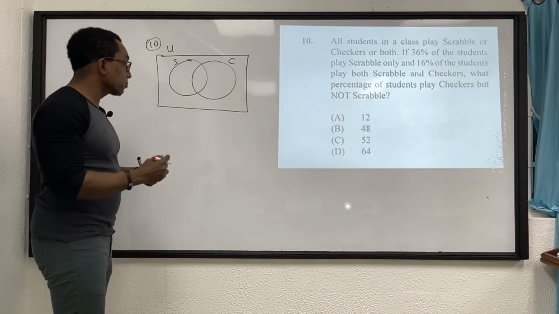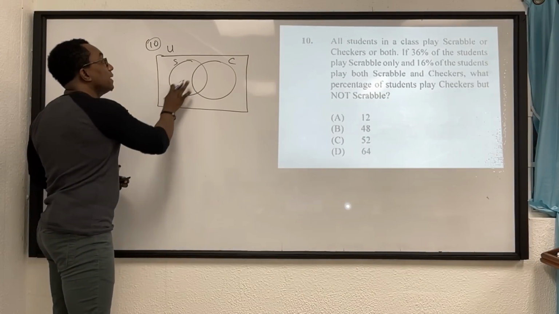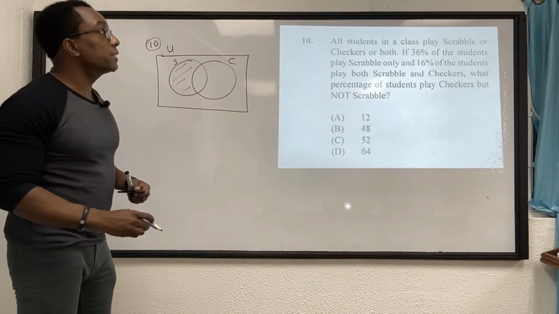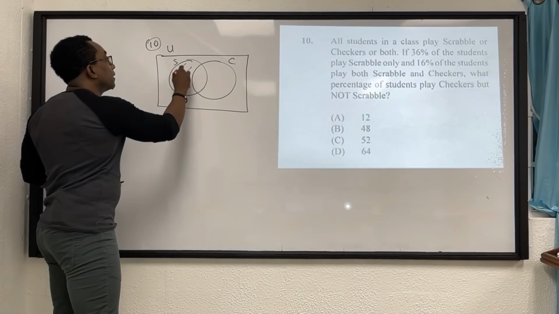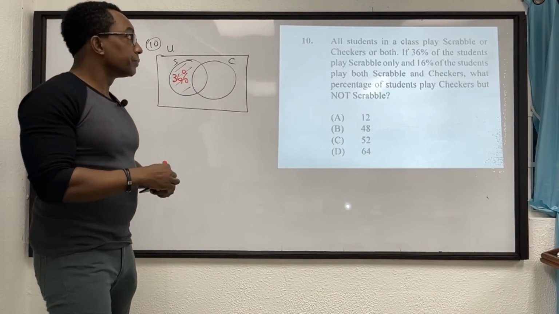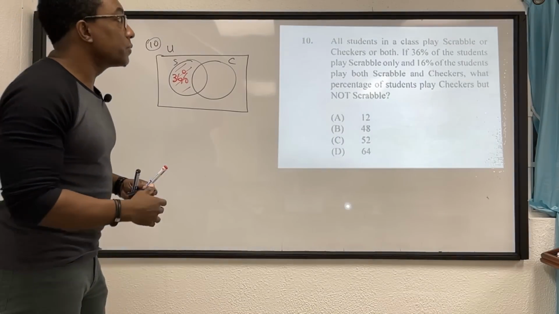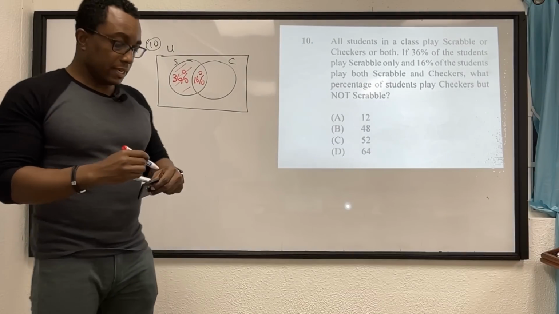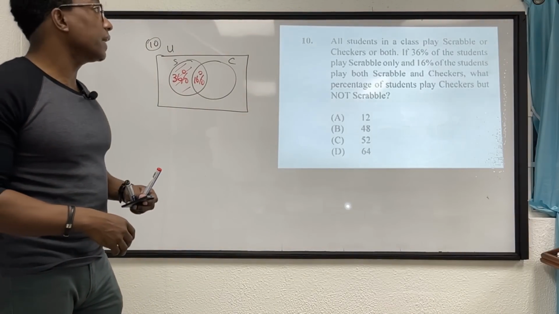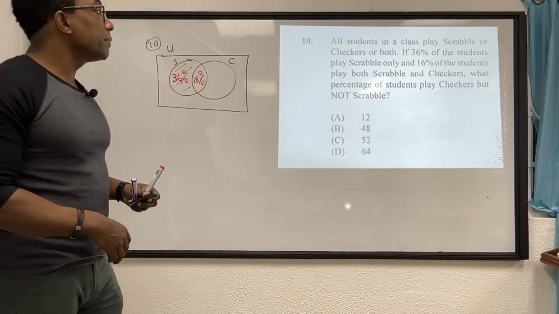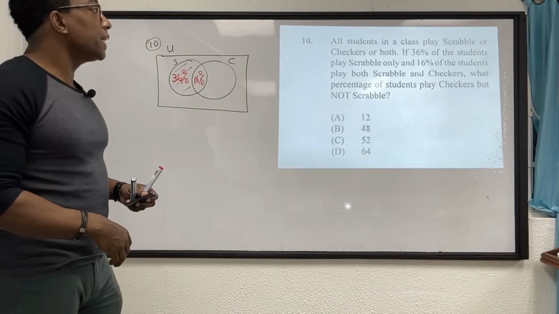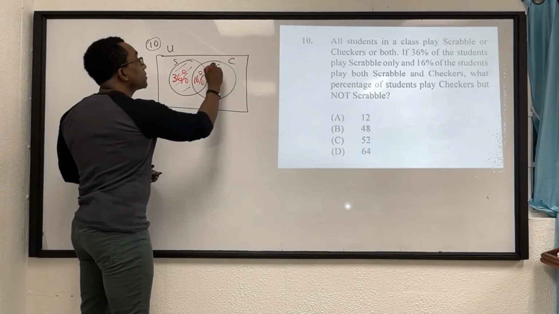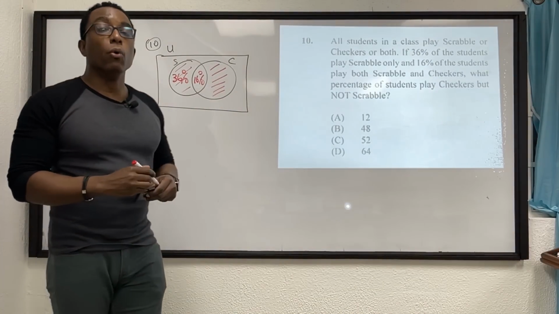If we put in the information, it says 36% of the students play Scrabble only, so we need to recognize where it's Scrabble only. This region here represents Scrabble only, and therefore 36% of the students play Scrabble only. 16% of the students play both, so we can put 16% in the middle region, because that represents the intersection. They want us to determine what percentage of students play checkers but not Scrabble. So checkers but not Scrabble will be this region which represents checkers only.